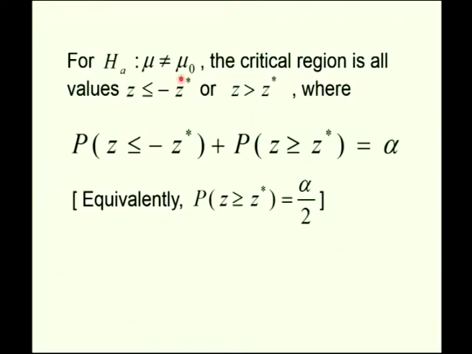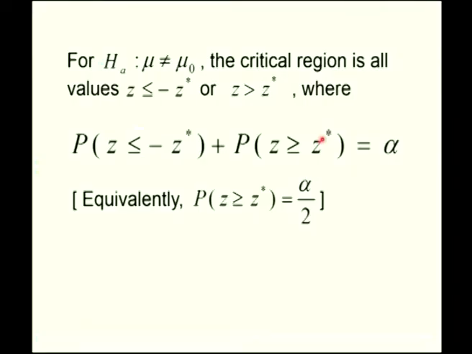Then talking about the two-tailed alternative, that is HA such that mu not equal to mu naught, which means mu greater than mu naught or mu less than mu naught. The critical region is all Z less than or equal to minus Z star or Z greater than or equal to Z star, where the two tails together give you alpha. Equivalently, we say that P of Z greater than Z star is equal to alpha by 2, because of the symmetry of the probabilities in the standard normal distribution. For example, it was discussed in the previous session that with alpha equal to 5%, the Z star value is 1.96.